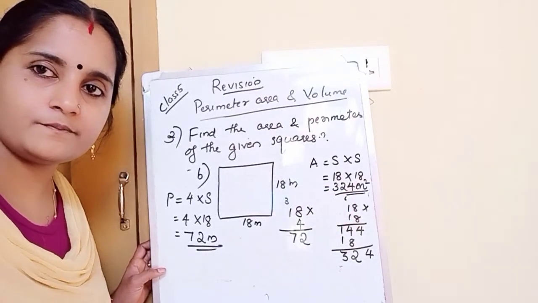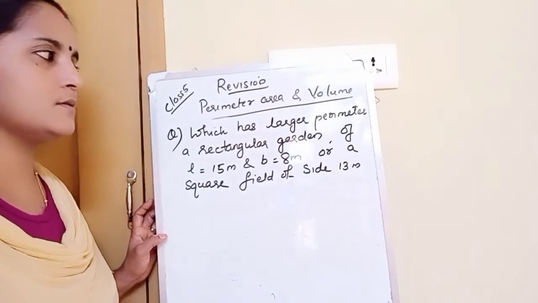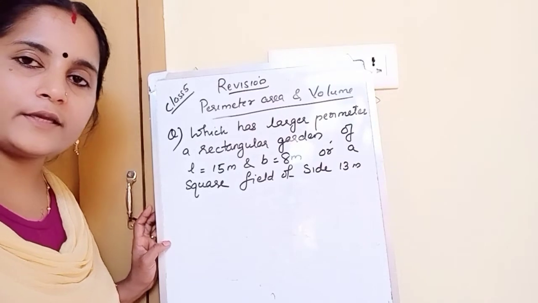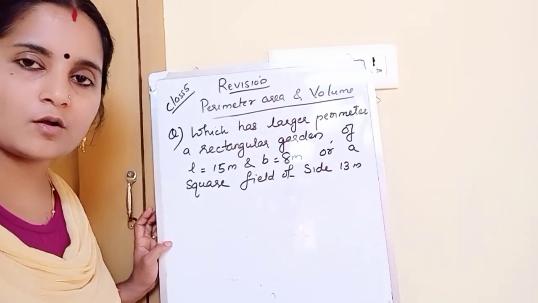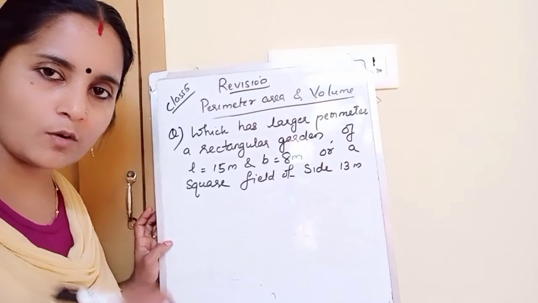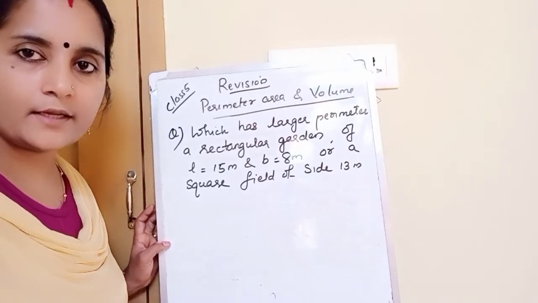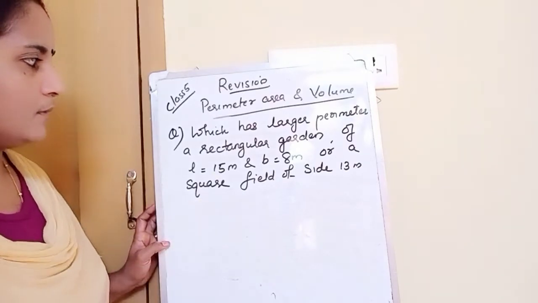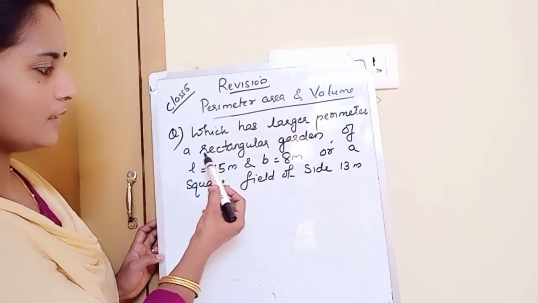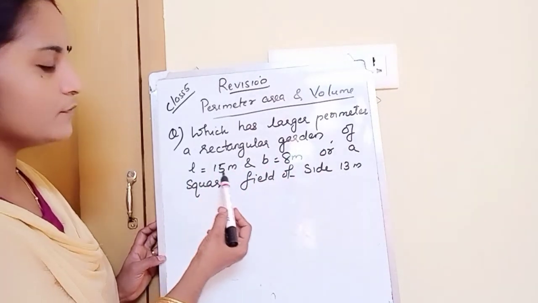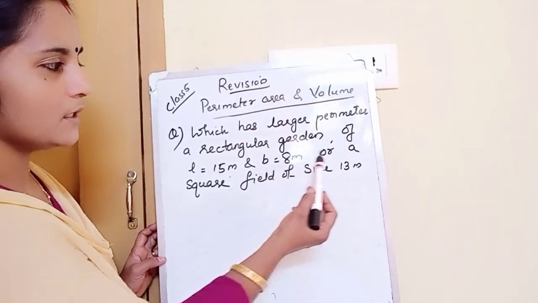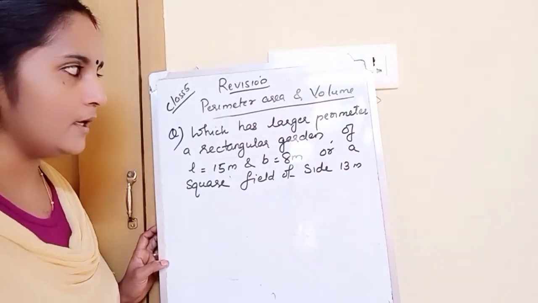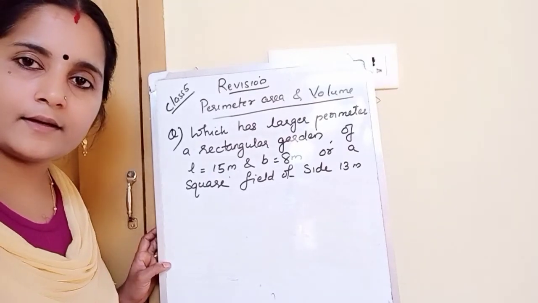Okay. Another type of questions in this chapter is we want to compare two figures and find out which one has larger perimeter, or which one has larger area, or which one has smaller perimeter or smaller area. That type of questions are also included in this chapter, and this is an example. Which has larger perimeter? A rectangular garden of length 15 meter and breadth 8 meter, or a square field of side 13 meter.